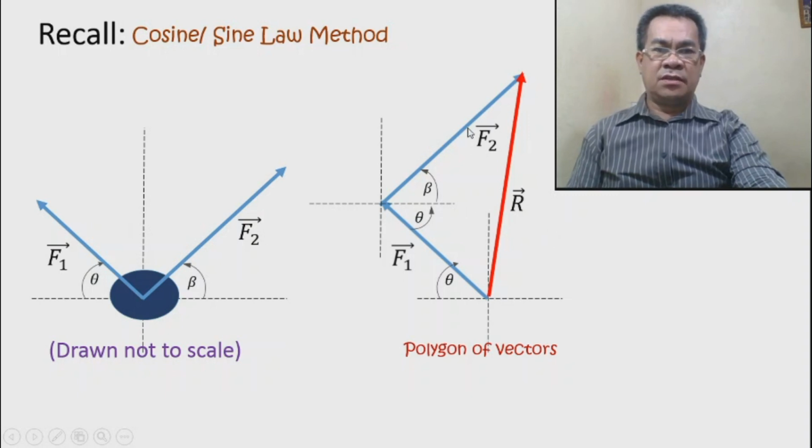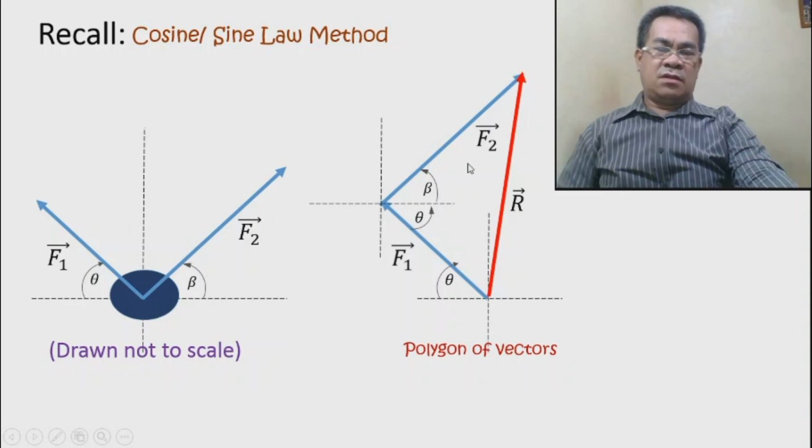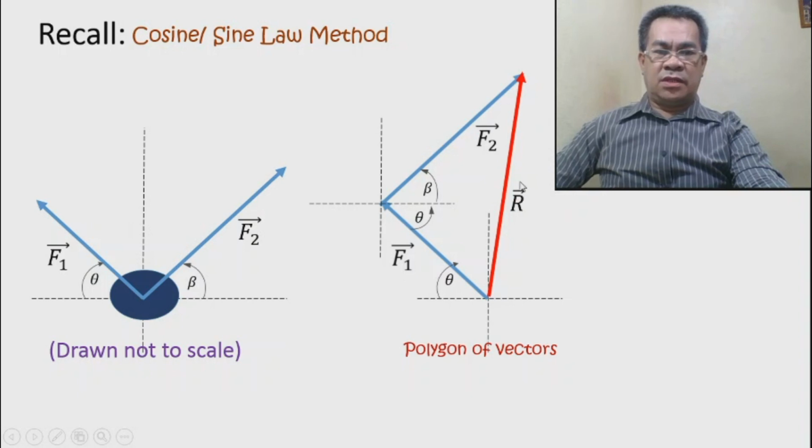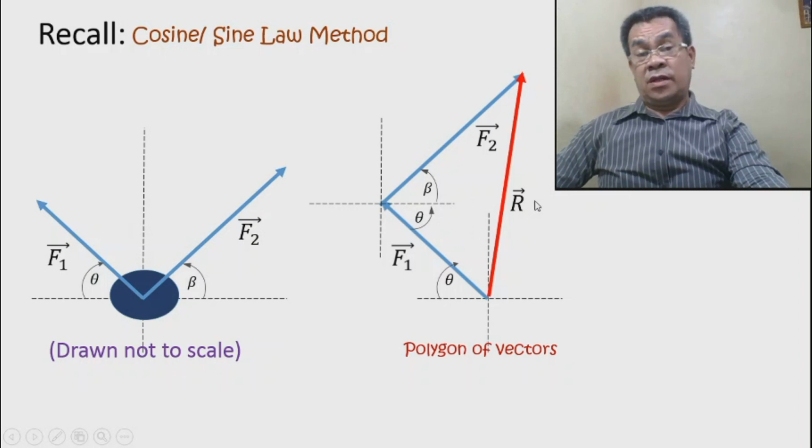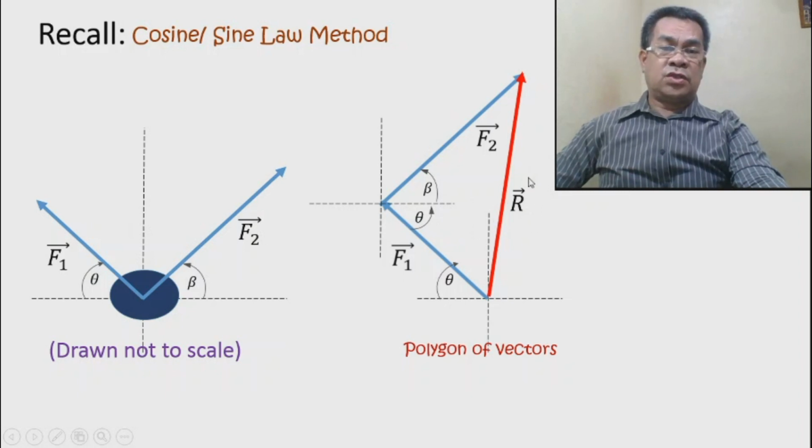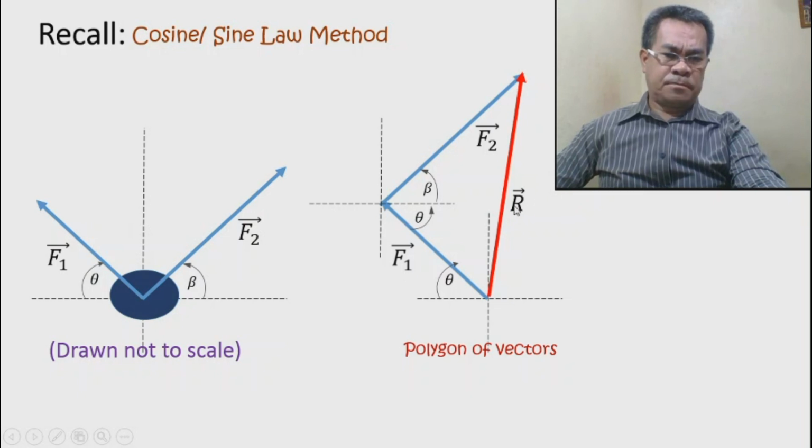In other words, it depends upon our ability to provide the solutions of an oblique triangle. We use the cosine law because two sides are given, and this angle is also given. So we have two sides and one included angle. Therefore, we simply solve for this resultant using the law of cosines. We find it very simple because we have only two forces.